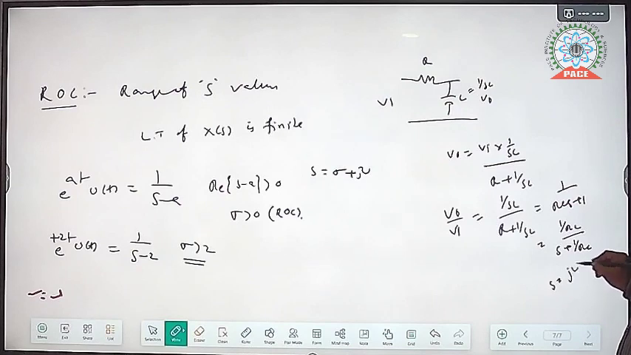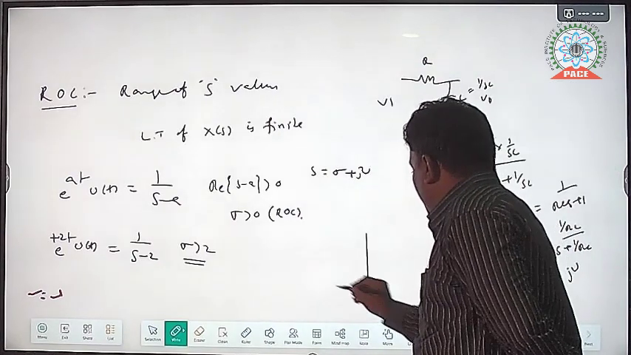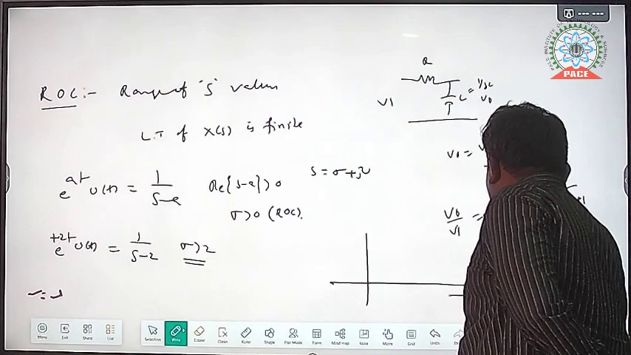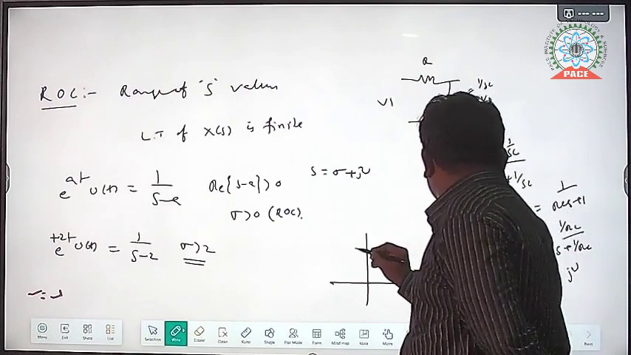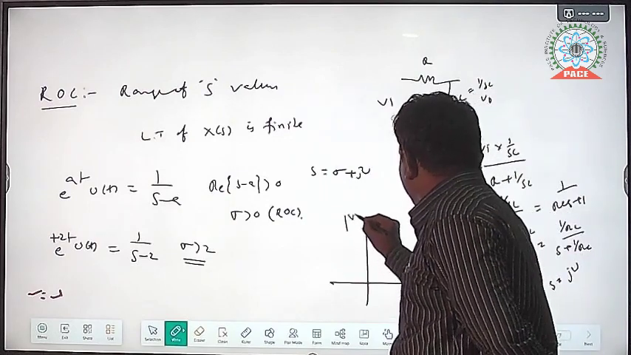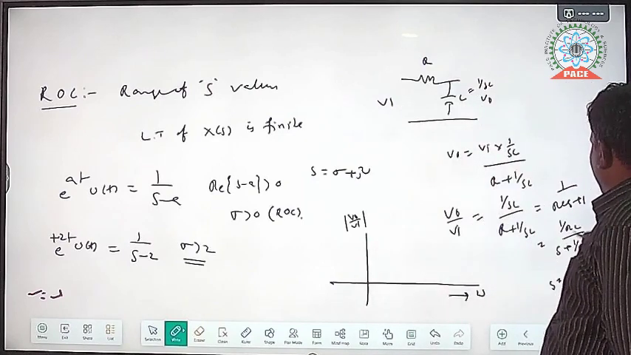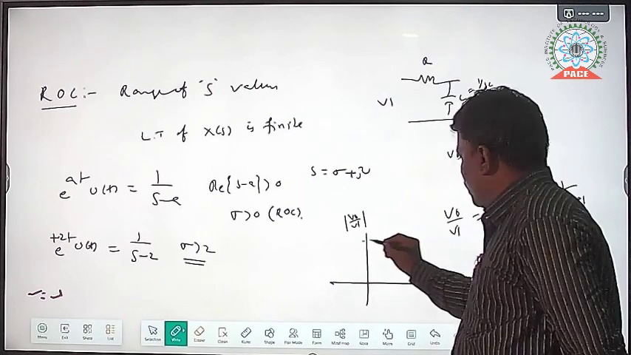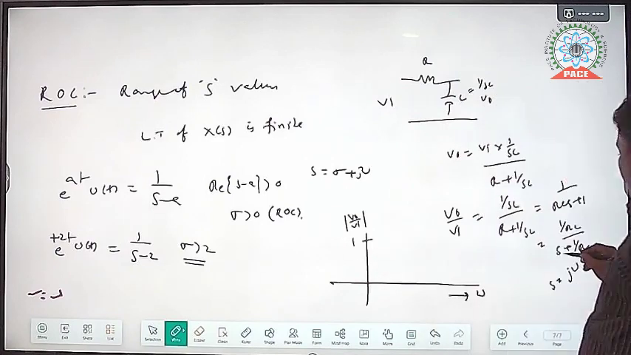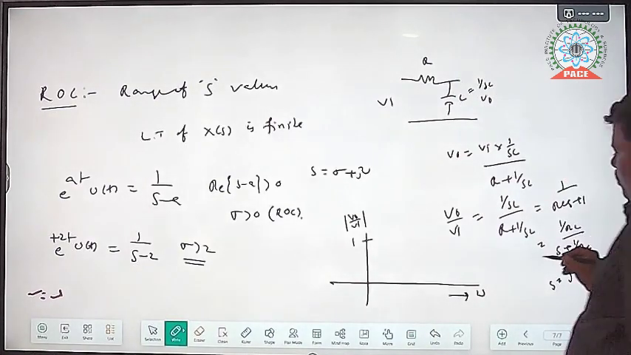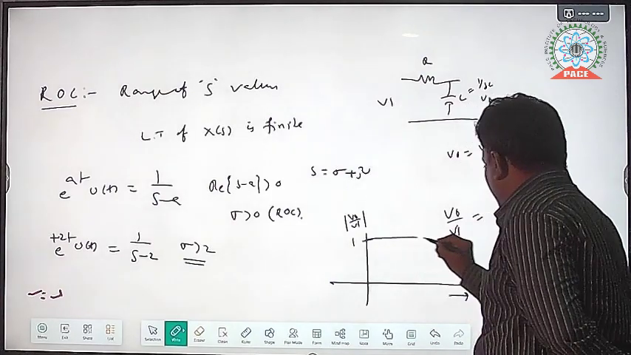If you write the function against omega, this is the transfer function V naught by VI. At omega equal to 0, 1 by RC by 1 by RC, this value is 1. At omega equal to infinity, 1 by infinity is 0. So the response goes to 0 at high frequency. So this is the low pass filter.